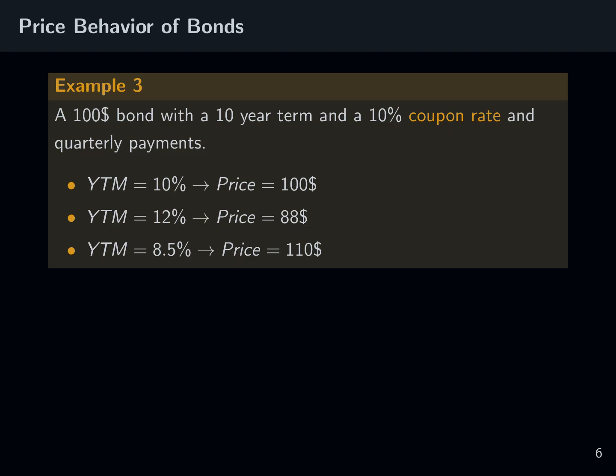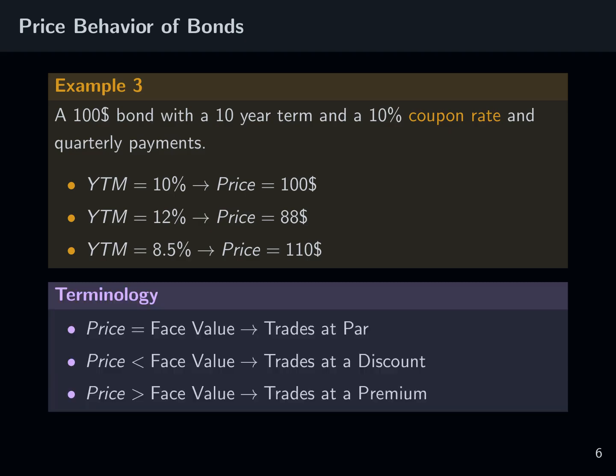It is important to note how a bond's price responds to changes in yield to maturity. The example uses a $100 bond with a 10-year term and a 10% coupon rate, making quarterly payments. When the YTM matches the coupon rate at 10%, the bond trades at par, its face value of $100. If the YTM rises to 12%, the bond price drops to $88, reflecting a discount. When the YTM falls to 8.5%, the bond price climbs to $110, trading at a premium.